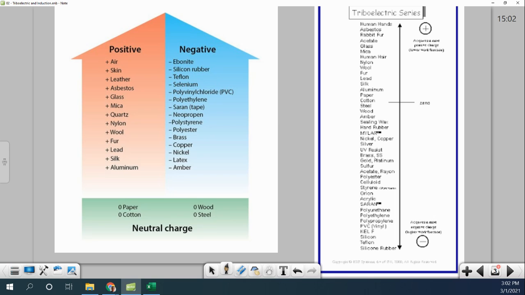If you look on the positive side, the ones that want to give away electrons are stuff like air and human skin and animal skin and cancer-causing asbestos. Gross. And over on the negative side, you've got ebonite and hard rubbers, you got Teflon, you got selenium, whatever that is. All kinds of good stuff.